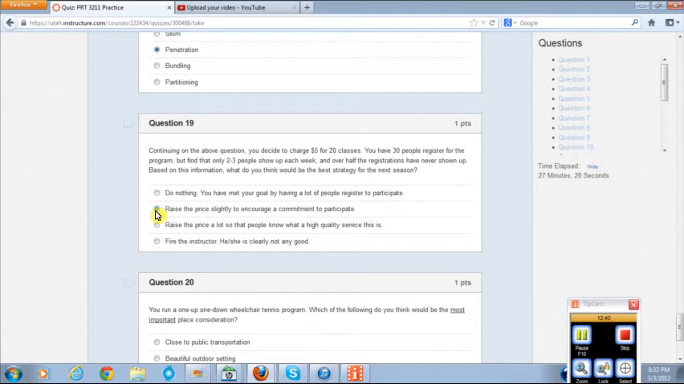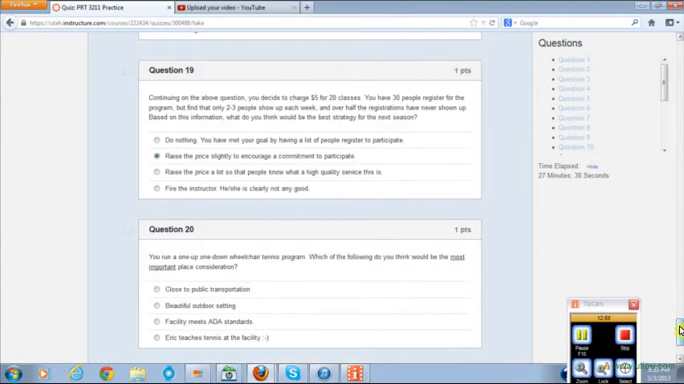I won't say correct, it's our best answer, because one of the problems with penetration pricing is that when people pay a little bit, they may not be committed. So maybe you raise it a little bit. Raise the price a lot so people know what a high quality service this is. Again, maybe, but I don't think the best answer. Fire the instructor. He or she is clearly not any good. Again, maybe this is the case. The data you've got doesn't really support that. Over half never showed up. So that's not that the instructor was bad. They never had an experience with the instructor.